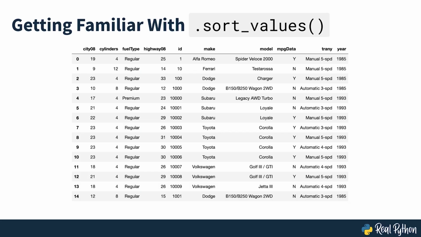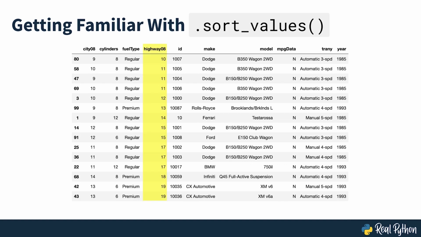You can use sort values to sort values in a data frame along either axis, columns or rows. Typically, you want to sort the rows in a data frame by the values of one or more columns. The figure seen on screen shows the result of using sort values to sort the data frame's rows depending on the values of the Highway 08 column. This is similar to how you would sort data in a spreadsheet using a column.